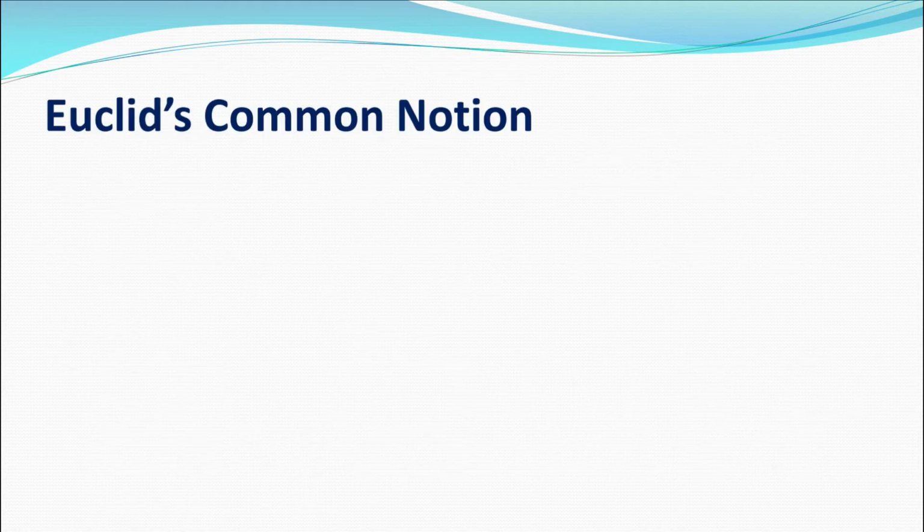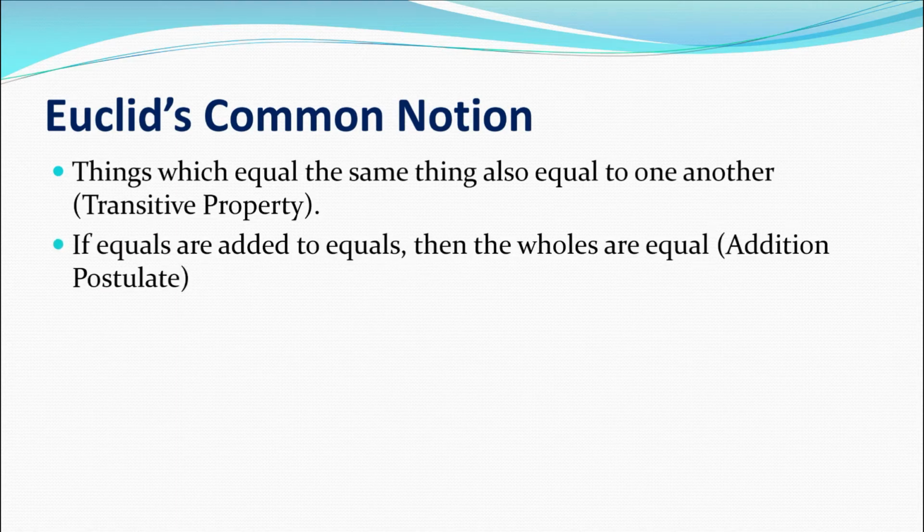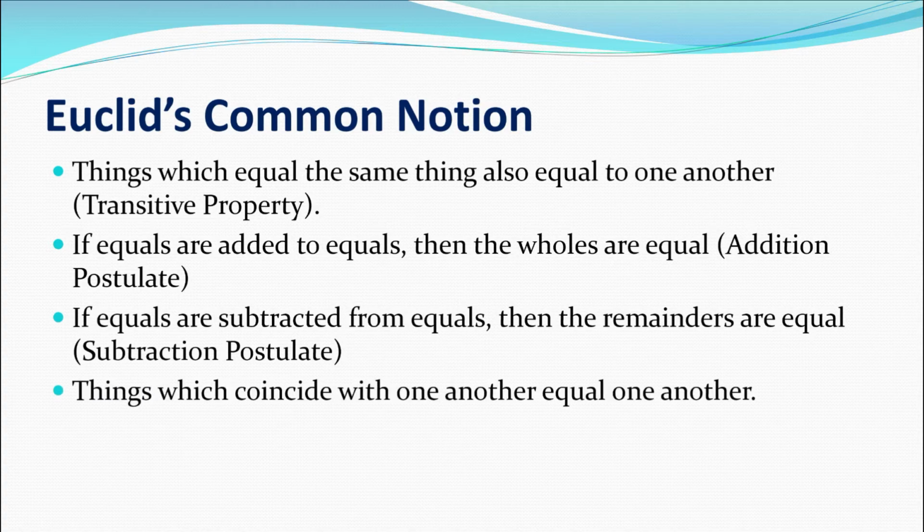This postulate is equivalent to what is known as the parallel postulate. Euclid also developed common notions, such as things which equal the same thing also equal one another, which is the transitive property. Or if equals are added to equals, then the wholes are equal, which is the addition postulate. Or if equals are subtracted from equals, then the remainders are equal, which is the subtraction postulate. Things which coincide with one another equal one another. The whole is greater than the part. Again, these are all the common notions that are also known as postulates, right? We accept these notions to be intrinsically true.